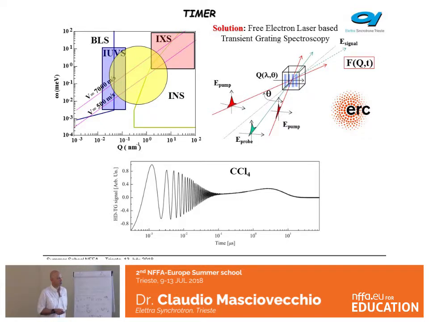If I didn't convince you, at least I was able to convince the European Research Council, who funded a project of about 2 million euro to build an instrument capable of doing this four-wave mixing, this transient grating spectroscopy, using a free electron laser. Why do we need a free electron laser? Because the momentum transfer is related to the wavelength, lambda. So if you want to access this region here, you need the lambda typical of free electron lasers.